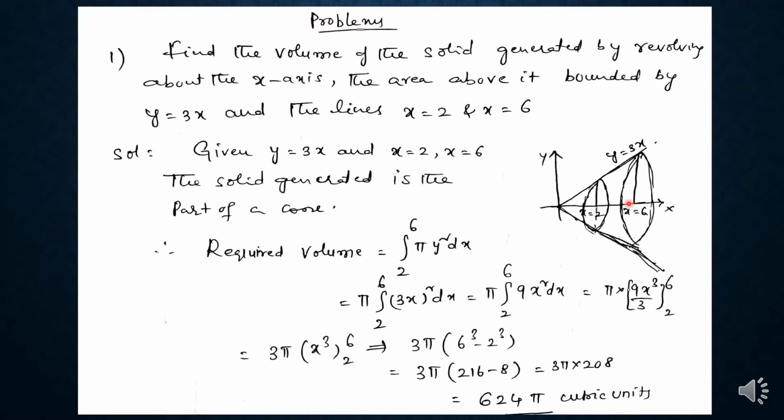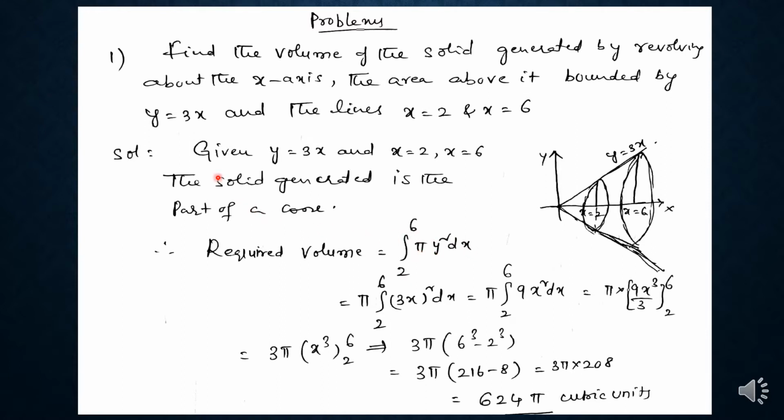and the x-axis. If this area is rotated about the x-axis, we will get a solid which is part of a cone. We can find the volume of such a solid by using this formula. So the required volume is equal to integral a to b pi y square dx. Here we have the limits from x is equal to 2 to x is equal to 6, that is integral 2 to 6 pi y square dx.